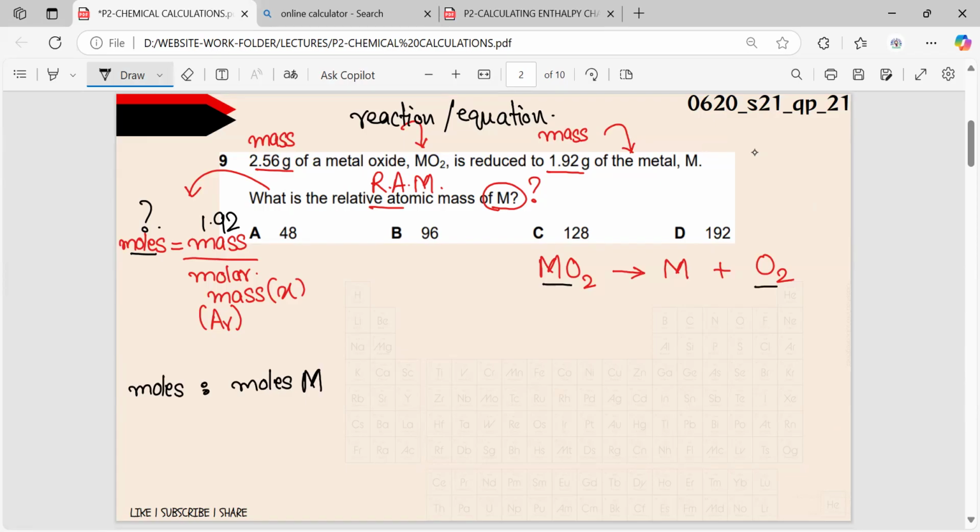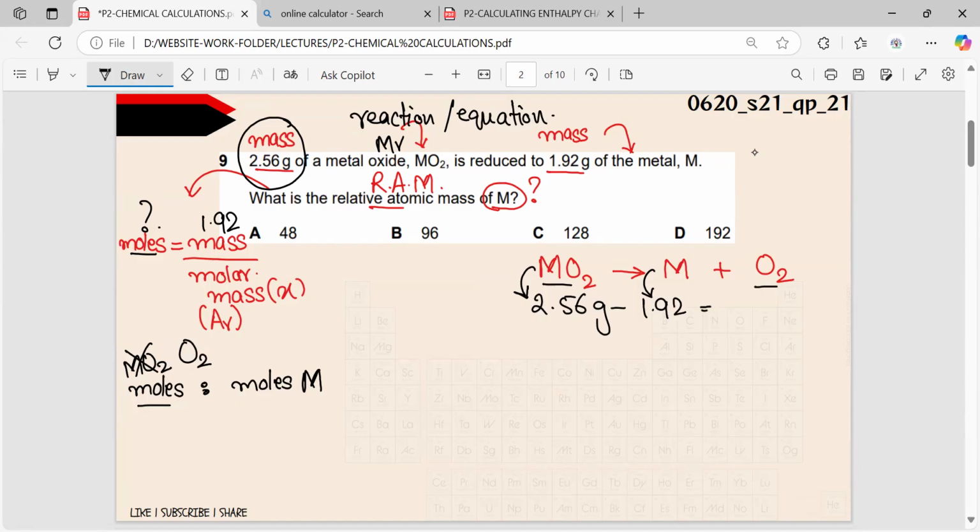We cannot take the ratio with MO2 because we cannot find the moles of MO2. We just have the mass of MO2. We don't know the molecular mass of MO2, so we don't know the moles and we cannot find it. But we can take the ratio of M with oxygen. For oxygen, we can find the number of moles. First of all, we'll find the mass of oxygen by subtracting the mass of M from the mass of MO2.